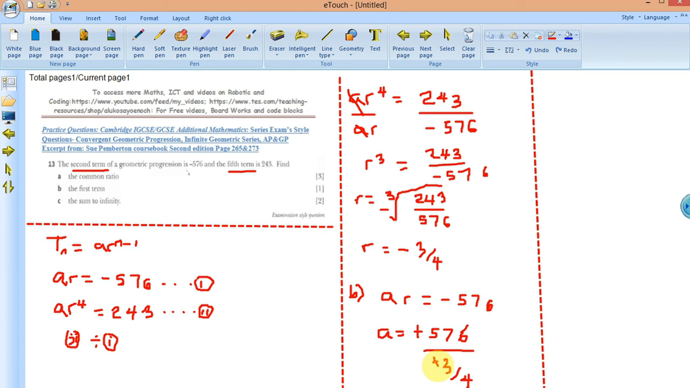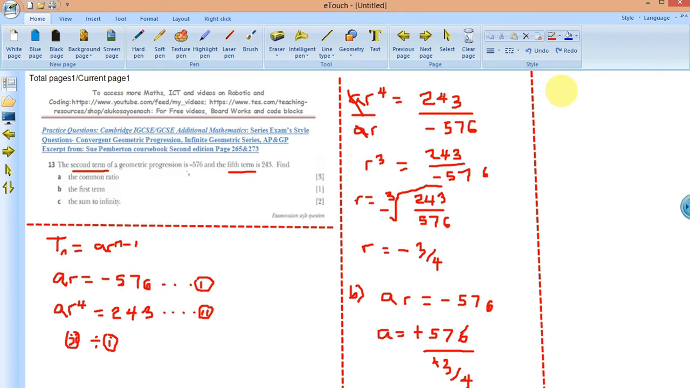576 divided by answer. Since I have 3 over 4, my calculator already stored that. So 576 divided by answer, that is 768. So the first term is 768, guys. The first term is 768, guys.